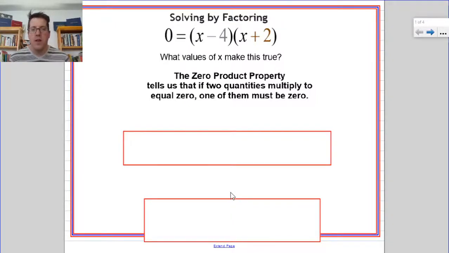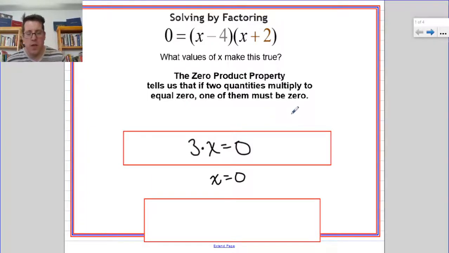The zero product property tells us that if two quantities multiply to 0, one has to be 0. All right, what does that mean? Well, let's start with something that makes sense to you. If you multiply 3 times x and you get 0, the only way that could possibly work is if x was 0. But it goes a step further. If you multiplied a times b and got 0, either a or b, or both, would have to be 0.